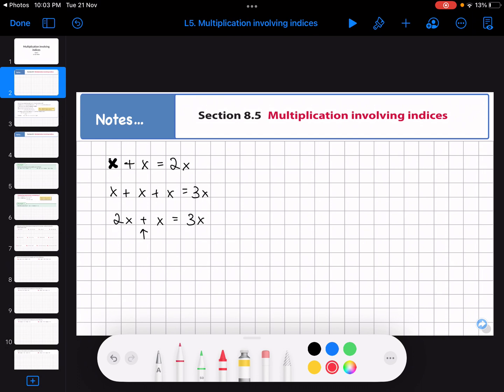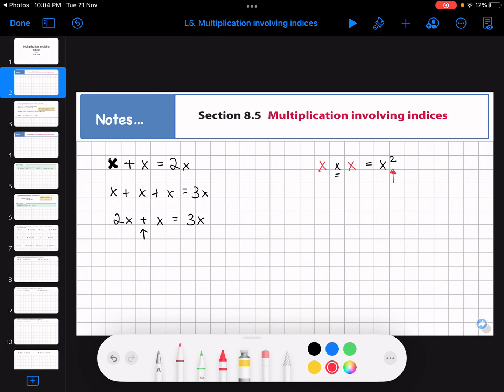What happens when we start multiplying it? So when we have an x multiplied by another x, when we're multiplying two x's, it will become x squared. So we will have an indice here. It'll be to the power of 2.